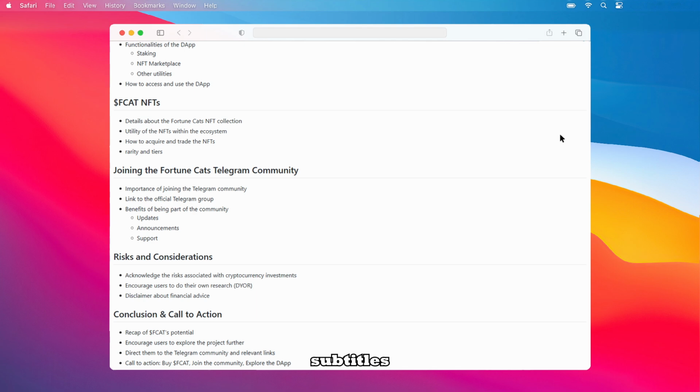In conclusion, $SCAT has significant potential. We encourage you to explore the project further, join the Telegram community, and delve into the DAPP. Consider buying $SCAT and explore the DAPP to get more involved.